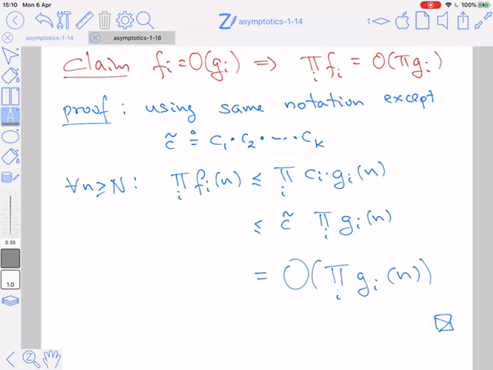Finally, we want to prove the same thing for the products. Now let's use the same notation and introduce a new notation, C tilde, which is the product of the constants. We know that for every n which is sufficiently large, the product of the fi's is bounded by the product of the ci times gi of n. Now, the product of the ci's, I can take it outside, it's C tilde, and I get here the product of the gi's. This is a constant, so what is written over here is big O of the product of the gi's. And that completes the proof.